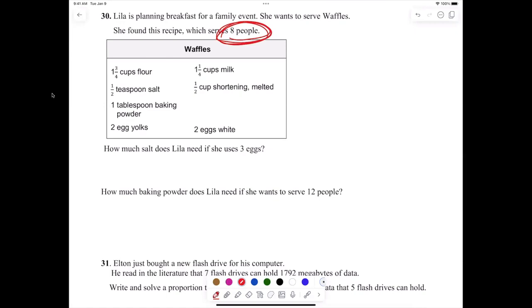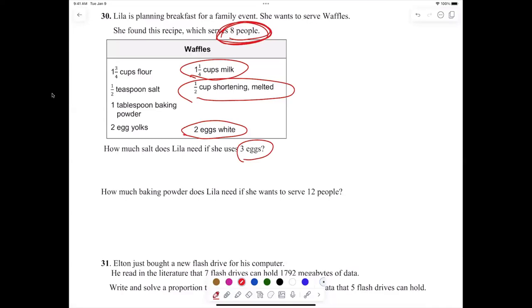And with 8 people, you need how many eggs? 2 eggs. All right. And you need half a cup of shortening. So everybody see, these are just your ingredients. And that's all for how many people? 8. So she comes along and looks in her refrigerator and says, wow, I have 3 eggs.